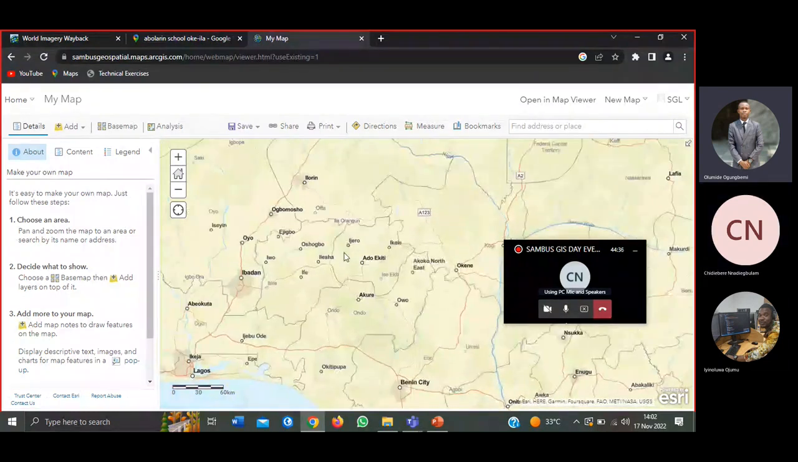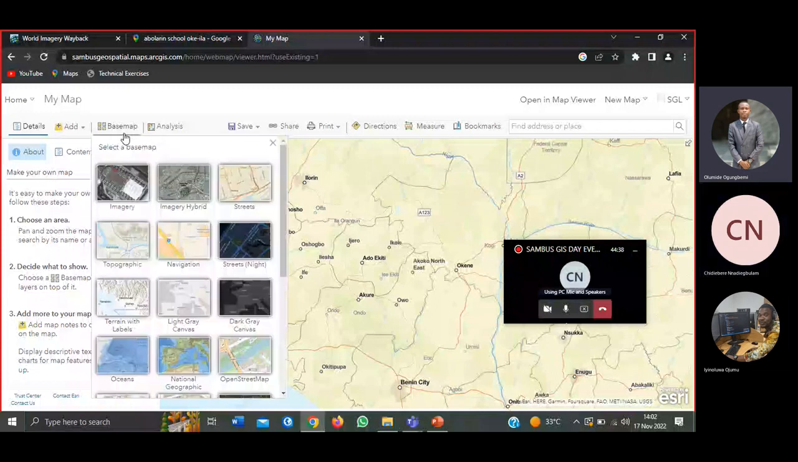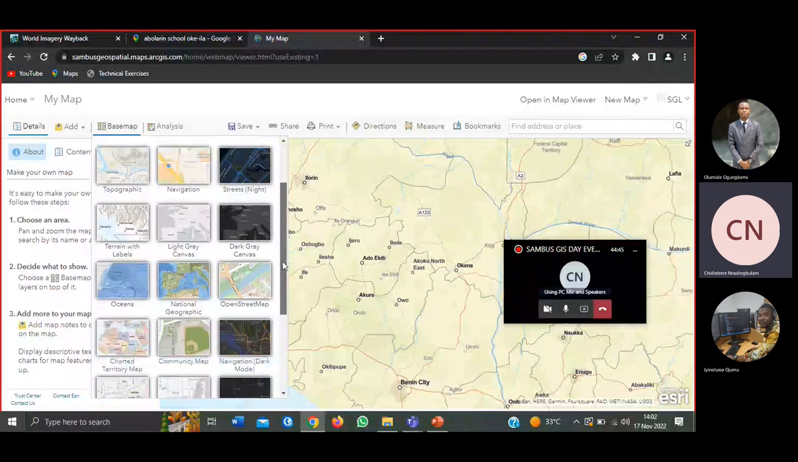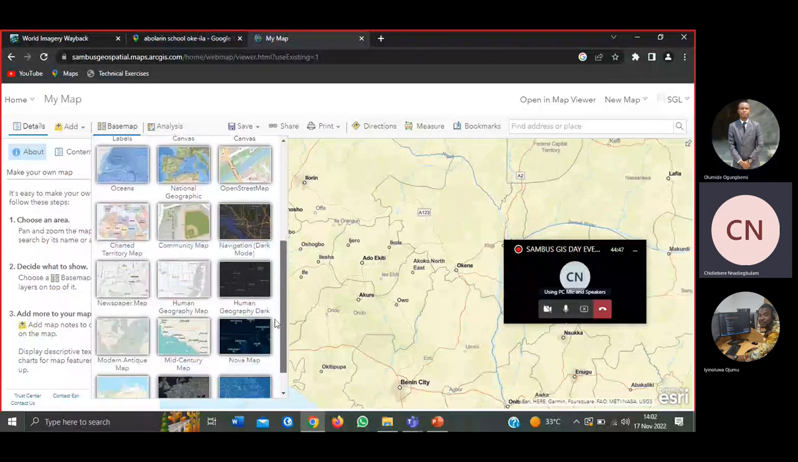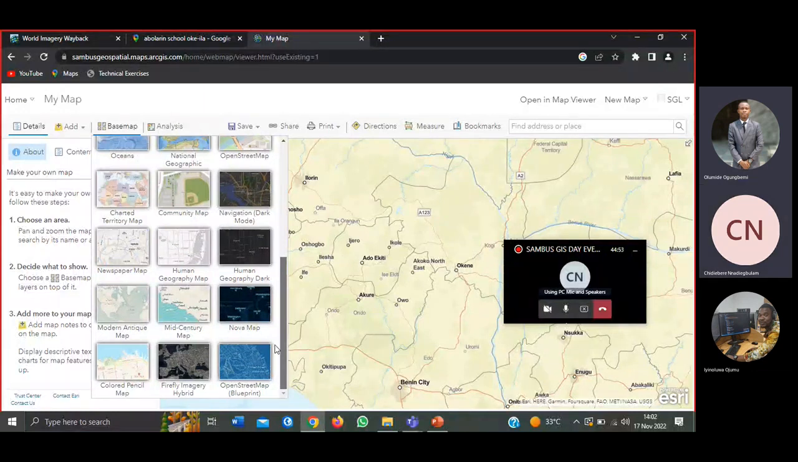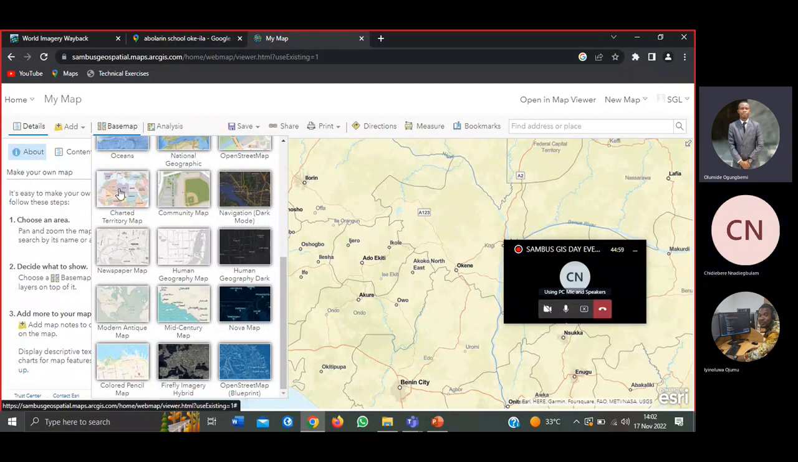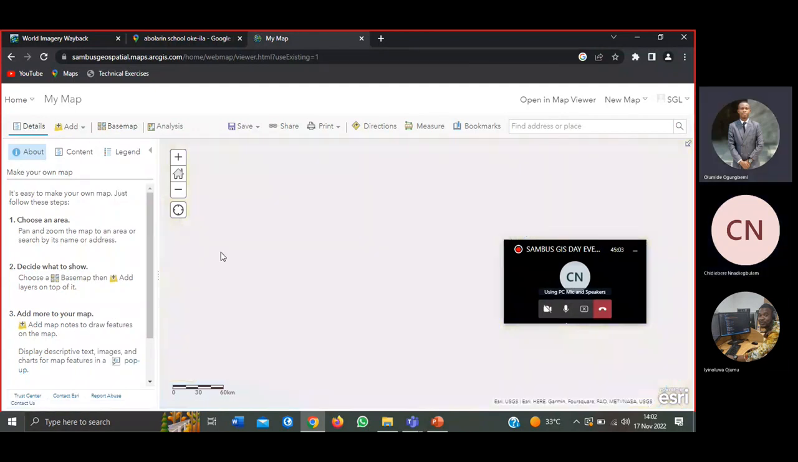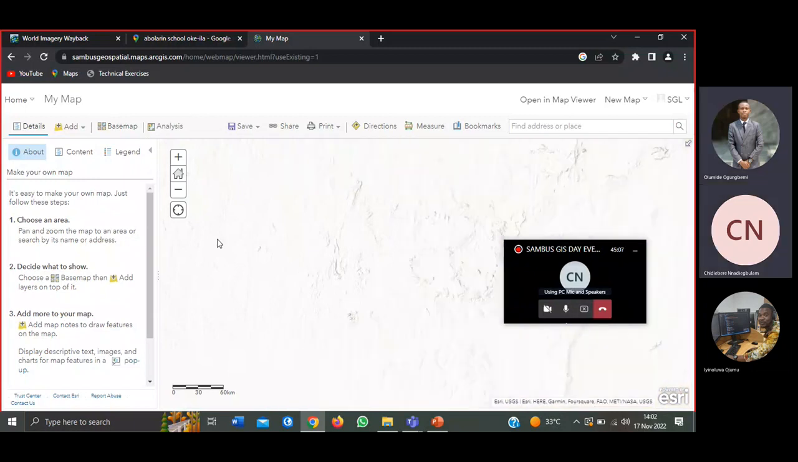There are several ones. We have the imagery, topography, the streets, the oceans. We have the colored pencil map. We have different ones, the human geography, depending on what you want to work on. You can see the chartered and territory map. That will show you basically how the countries or the states in Nigeria are.